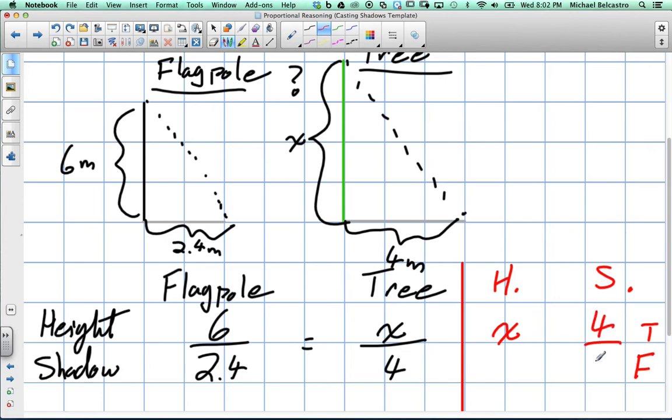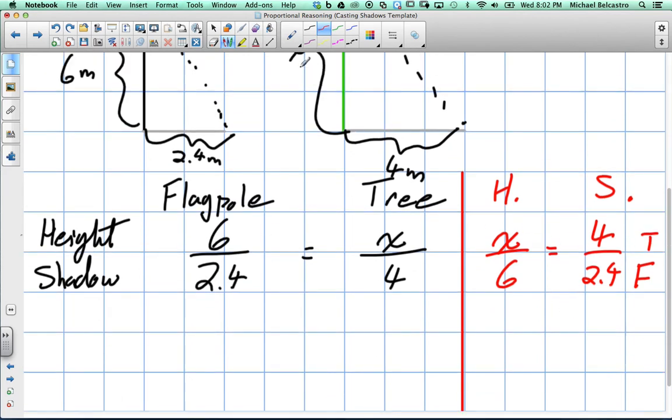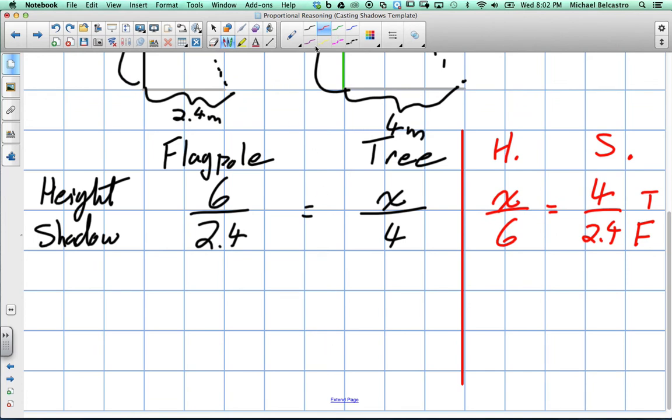The flagpole shadow was 2.4, and the height of the flagpole was 6 meters. So if you notice, the fractions look very different. They've been set up very differently. We'll solve the one in black first, and then we'll solve the one in red just to show you that it could be set up different ways. You'll still get the same answer.